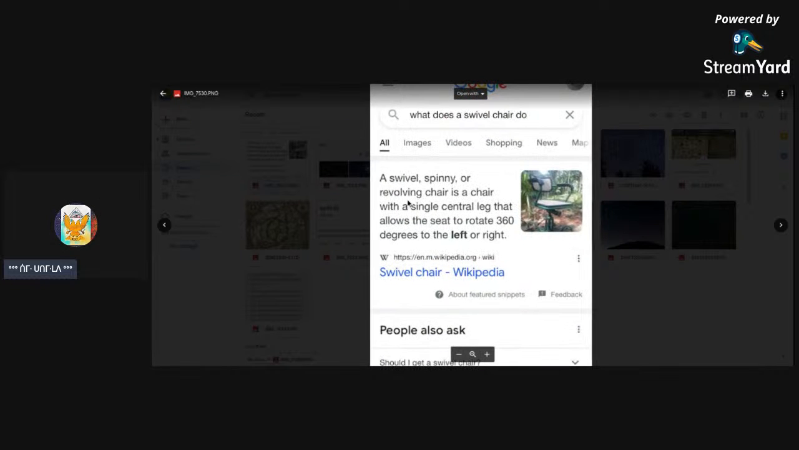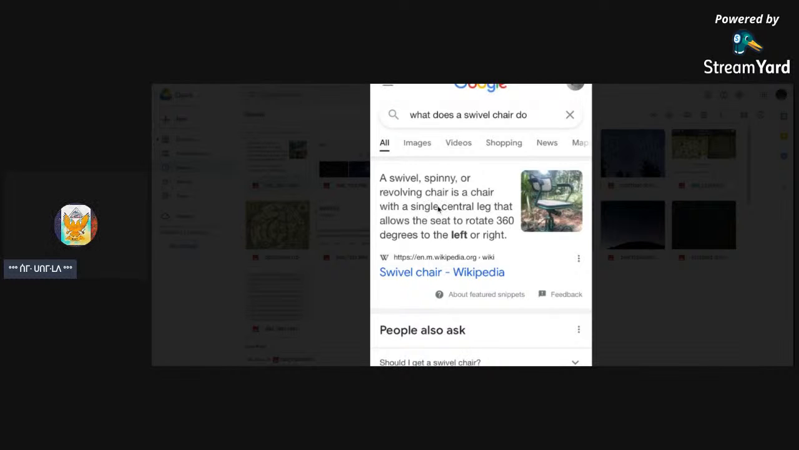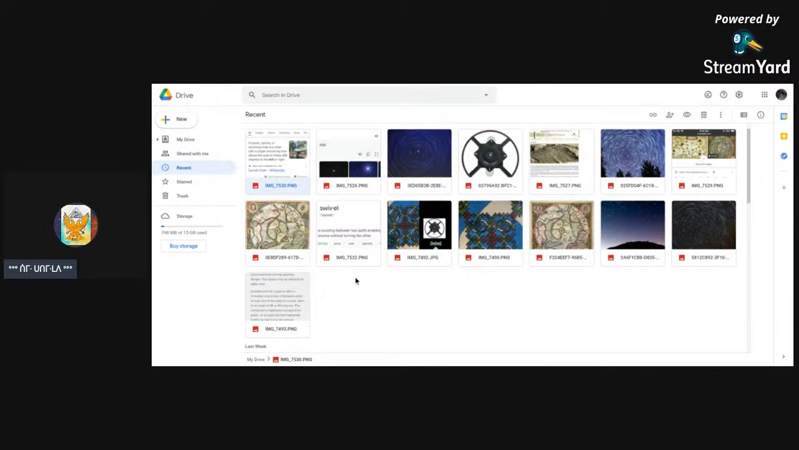A swivel, spinny, or revolving chair is a chair with a simple central leg, like they say, that allows the seat to rotate 360 degrees to the left or to the right. What y'all hearing about a pole shift? Think about it like I showed y'all the pendulum. If we're living in a reality with something like that, with the pole shift aspect, the celestials above could restart and start spinning the other way at some time.